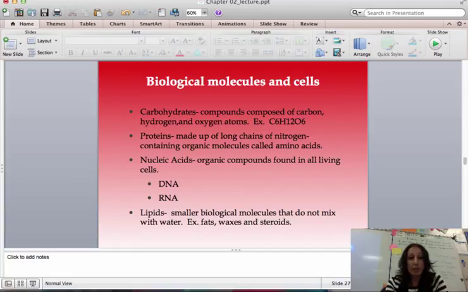You have your carbohydrates, which are C6H12O6. Remember your glucose. You have proteins. They're going to be attached to a functional group such as nitrogen. They're called amino acids. Then you have your DNA and your RNA, which is very important, and you have your lipids, which are biomolecules that do not mix with water, such as fats, waxes, and steroids.